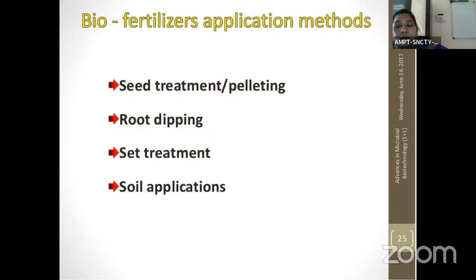For some crops, seed treatment may not be possible, where we are growing a nursery first and after that transplanting in the main field. There we can recommend the root dipping method, mostly for rice crops or chilies, tomatoes, or some vegetable crops where we are going for main plant transplantation. Then set treatment, specifically, suits sugarcane. Then soil application is a general recommendation for horticulture crops, plantation crops, or all the commercial crops.